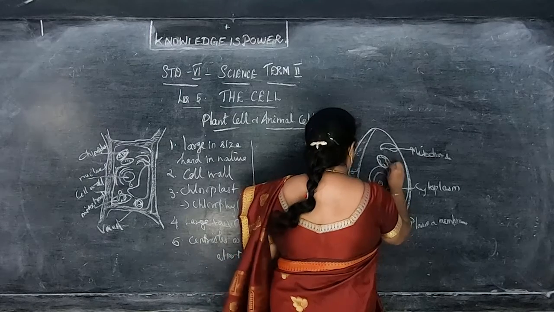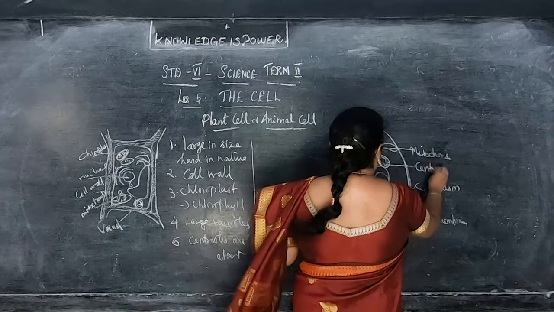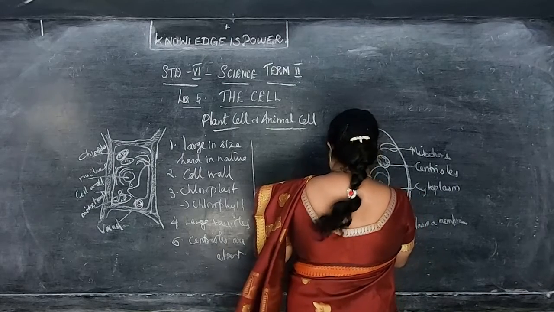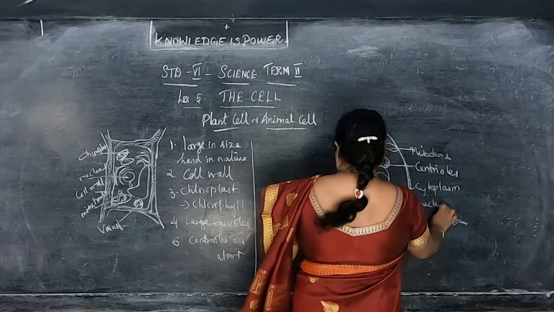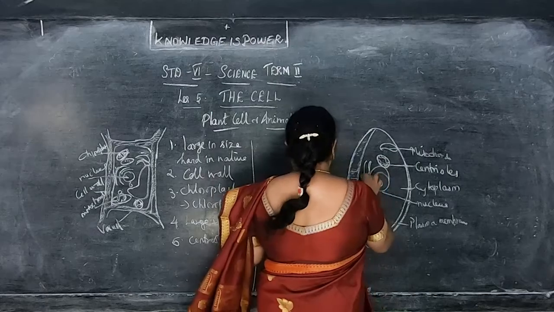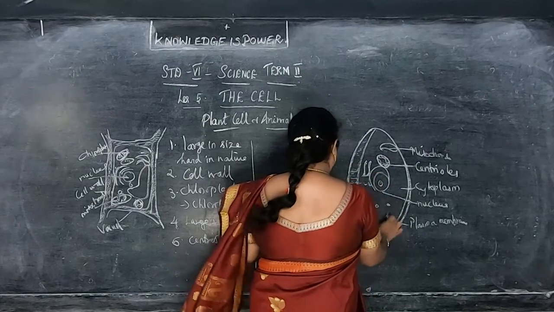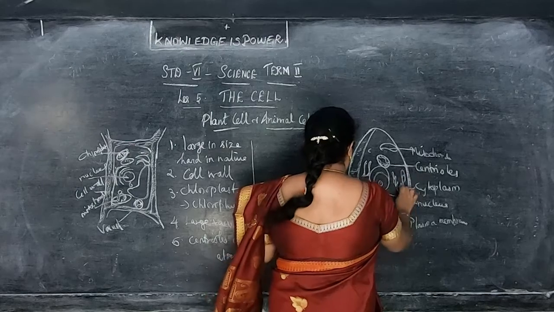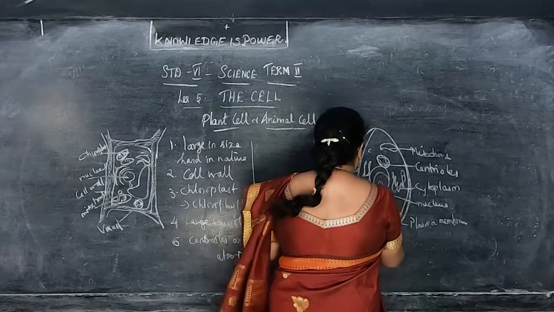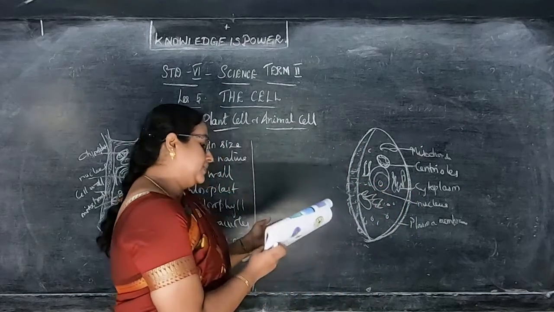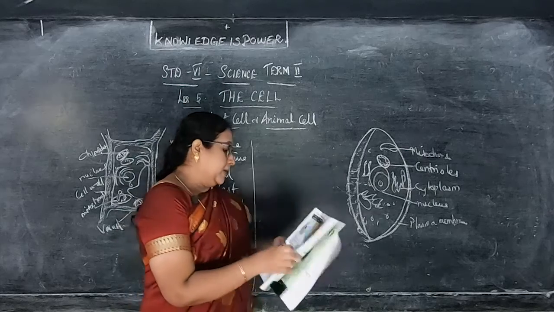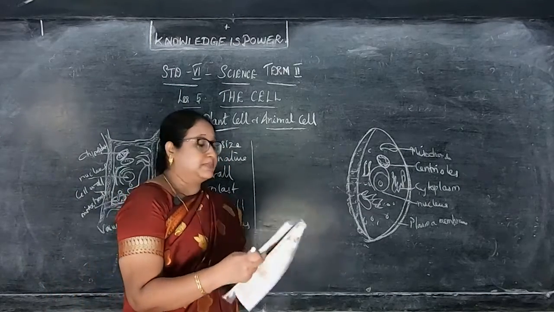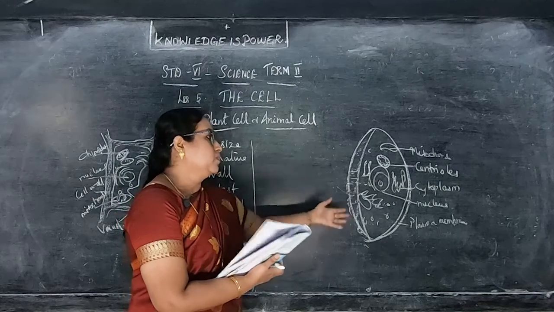This is a centriole, children. In the plant cell it is absent, and in the animal cell it is present. Then vacuoles, many vacuoles are seen. This is the endoplasmic reticulum. This is the cell wall. So now you can see that animal cells are smaller than the plant cell. Here, the cell wall is also absent, chloroplast is absent, and animal cells have many small vacuoles.